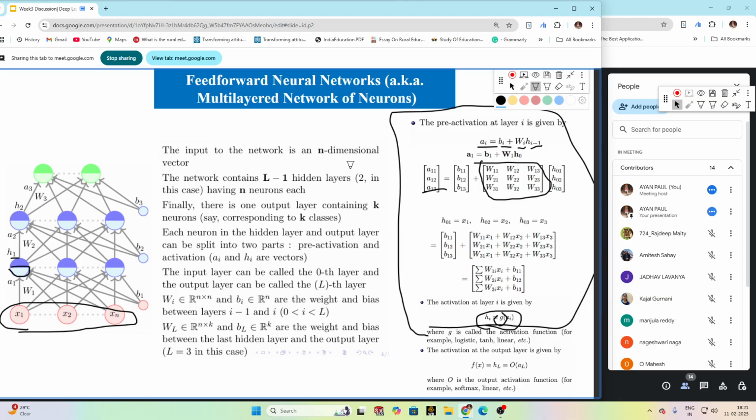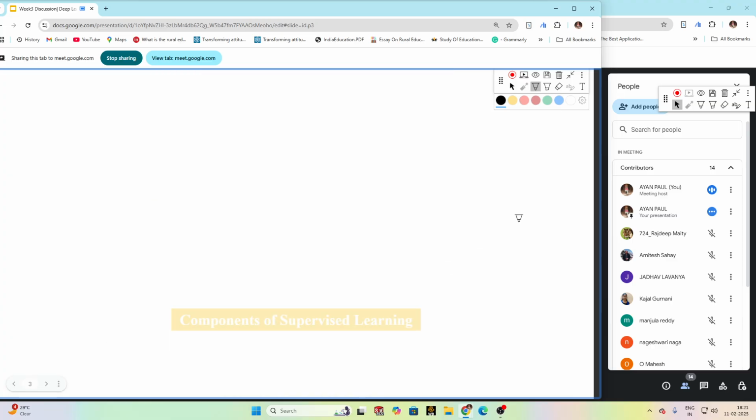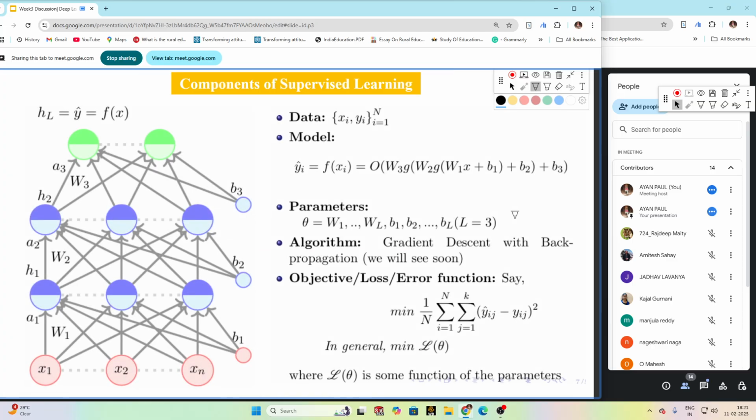In unsupervised learning, your model learns by itself; you don't give any labeled data to it. This neural network is supervised learning because we are giving labeled input to it. Supervised learning has several components. The first component is the data: the input data, and even the test data that you are giving to it.